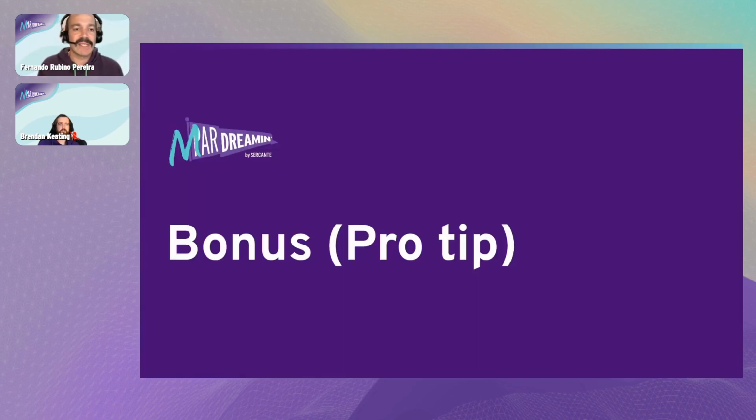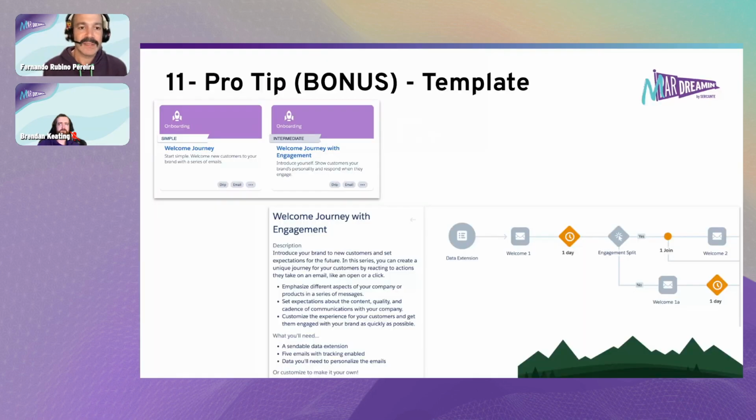Cool. Those are the 10 tips. And then there's this bonus pro tip that I found out within Journey Builder. If you go to the next slide, they have 2 types of email templates or welcome journey templates. One is more basic, more simple, that you just click and they show you around how to build it yourself. And the other one is more advanced, the welcome journey with engagement, that I talk a lot about, with the engagement split, decision split, and they give you a lot of tips on how to do it step by step. It's a very nice thing.